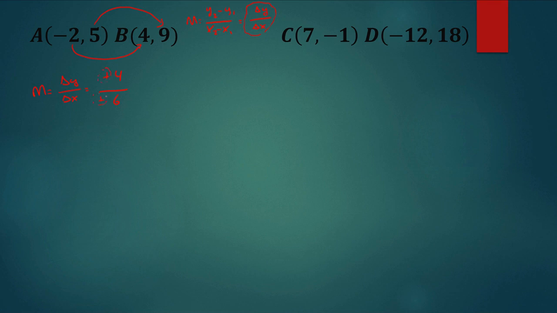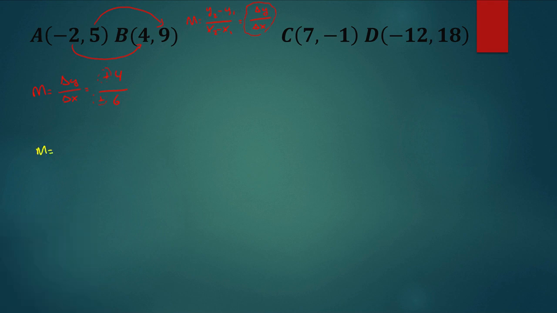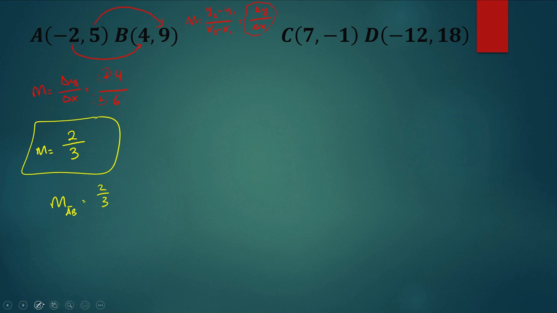Positive over a positive is going to end up with a positive, right? And then finally, 4 out of 6, or 4/6, simplifies down to 2/3, right? So it would read the slope of AB is 2/3.